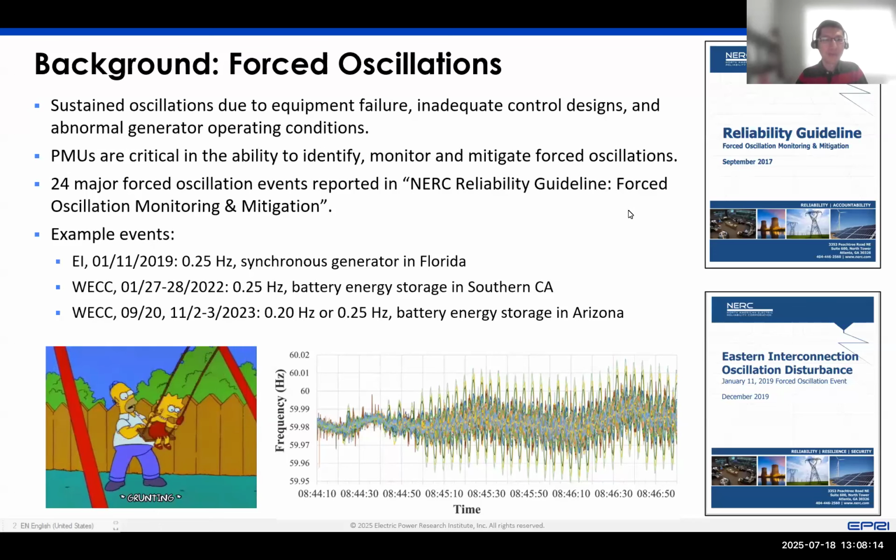So just a quick background of the forced oscillation. I think all the audience here are familiar with forced oscillation. We observe quite a few major oscillation events in the Eastern Interconnection and the Western Interconnection. The troublemaker could be synchronous generators and also battery energy storage systems or IBRs. For example, in 2022, that was the energy storage system in Southern California. And multiple events happened in the Arizona area, but the whole Western Interconnection could observe the oscillation because of something wrong with the battery energy storage system in Arizona.